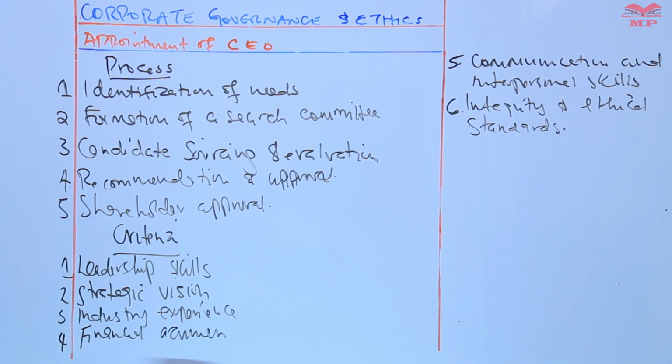So in this lesson, we have identified the key stages in the process of appointing a company CEO, the Chief Executive Officer. We first begin by identification of needs. Number two, formation of search committee. Number three, candidate sourcing and evaluation. Number four, recommendation and approval. Then lastly, shareholders' approval. Then we have identified the criteria: leadership skills, strategic vision, industry experience, financial acumen, communication and interpersonal skills, and lastly, integrity and ethical standards.